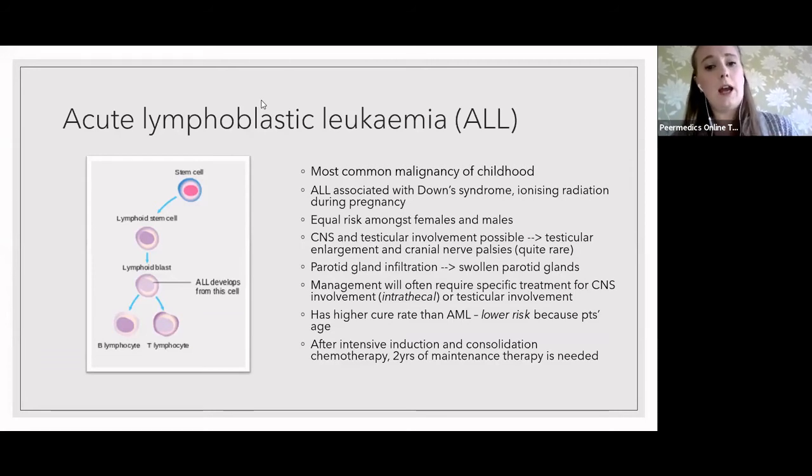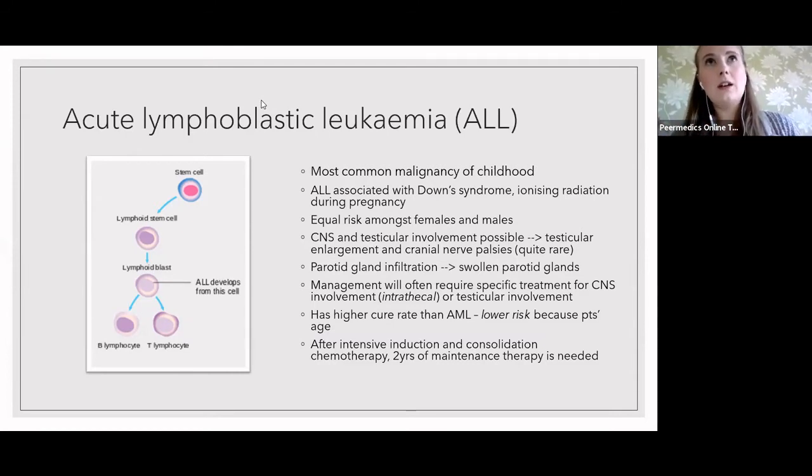And what's unique to it is you get this CNS and testicular involvement. It is quite rare, but it leads to this testicular enlargement, which we saw in the case just then. And then you can get cranial nerve palsies as well, but again, they're pretty rare. Something else you can get is parotid gland infiltration. I don't know why particularly there, but it leads to swollen parotid glands, looks a little bit like mumps.